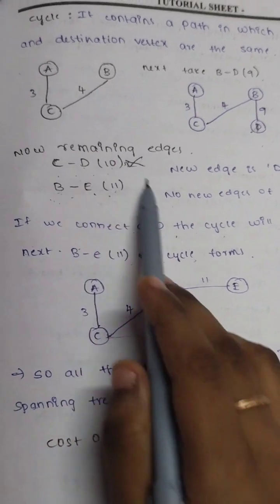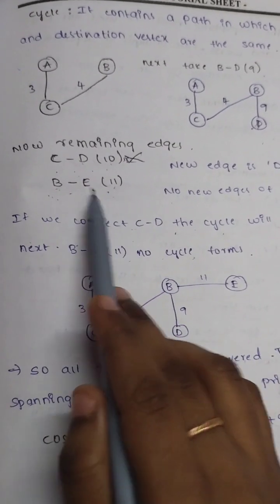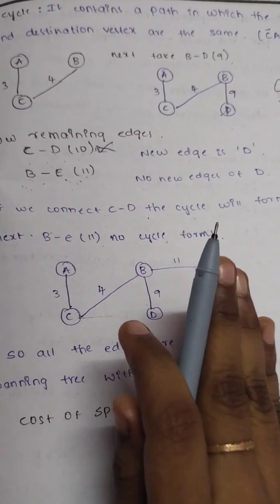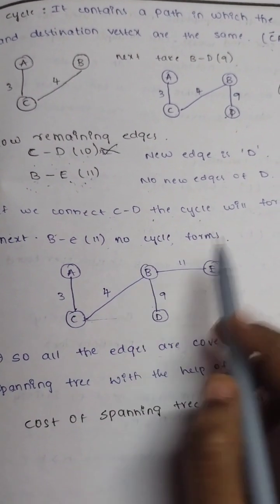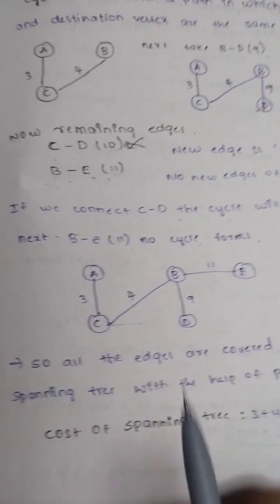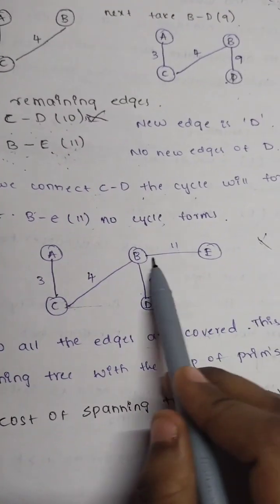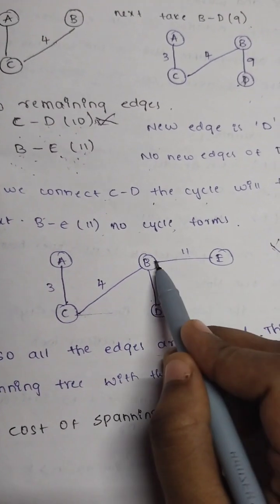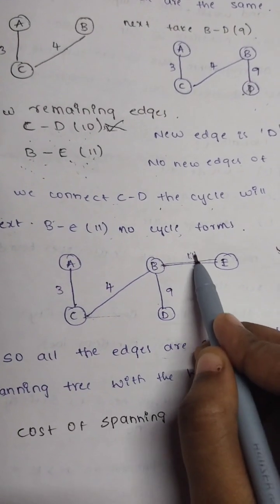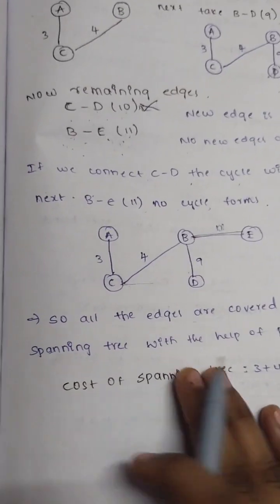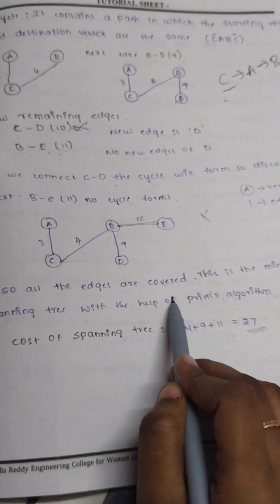So from B to E, 11, the remaining last edge. We have to check whether adding it forms a cycle; if it is forming a cycle, we have to discard that edge also. But see, from B to E, is it forming any cycle? No. So we have to connect this edge of 11. All the edges are covered.